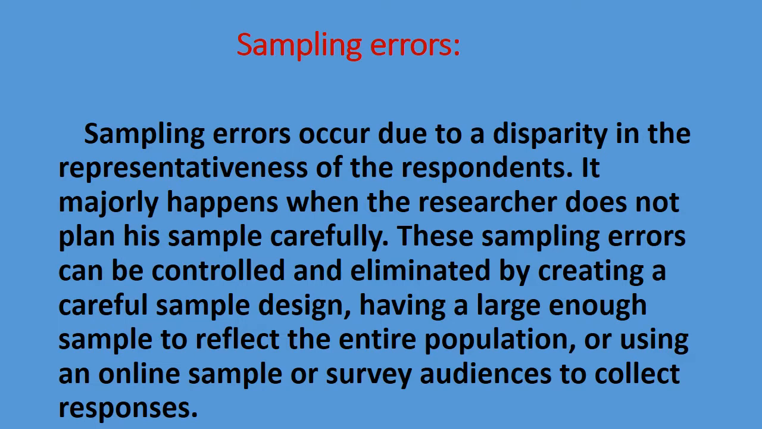Sampling errors occur due to the disparity in the representativeness of the respondents, and it mainly happens if you are not selecting the sample carefully. With sampling errors, the researcher always has to make sure to control them. They can be eliminated by creating a careful sample design, by having a large enough sample to reflect the entire population, or by using an online sample or survey audience to collect responses.